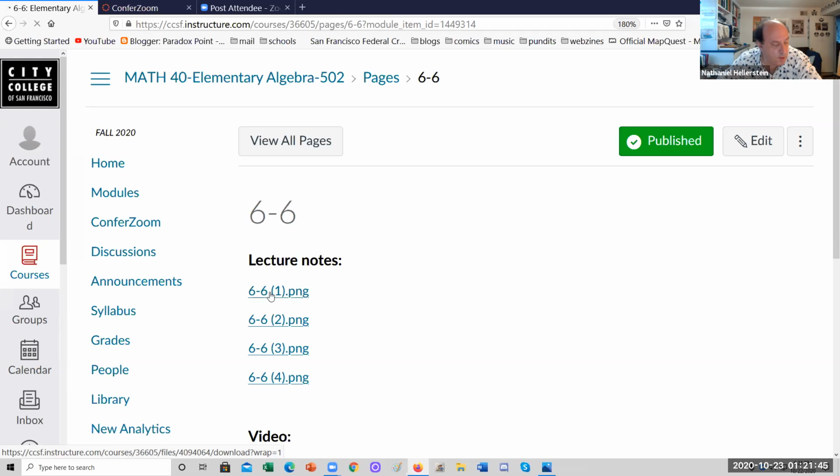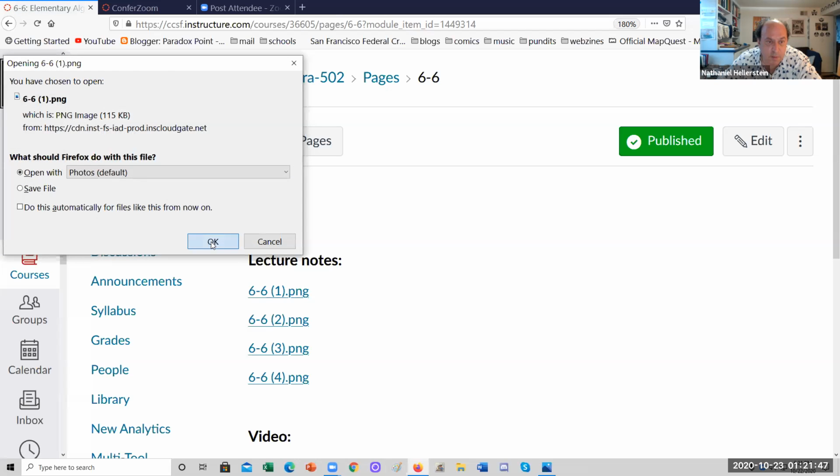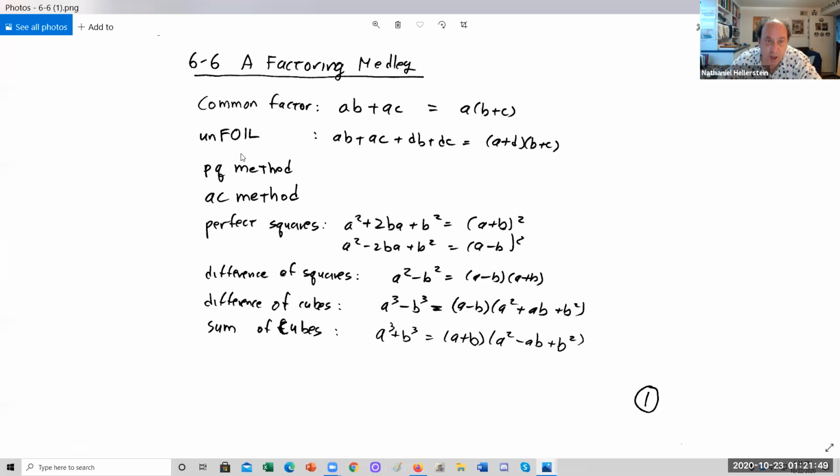So this next section is basically a medley of factoring methods. Here are the ones we have so far. Common factor: AB plus AD, remove a common factor of A times B plus D. Then there's what I call unfoil, and they call factor by grouping: AB plus AC plus DB plus DC. You factor A out of these, you factor D out of these, you factor B plus C out of both. You get A plus D times B plus C.